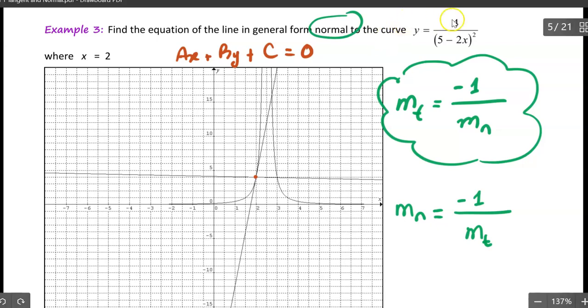y equals 4 divided by (5 minus 2x), all of it in a bracket squared. So let's examine the point x equal to 2. I don't have the value for y right now, but I just set x equal to 2. So right here, I come up to this. This is representing the line tangent to this curve, to this function at this point.